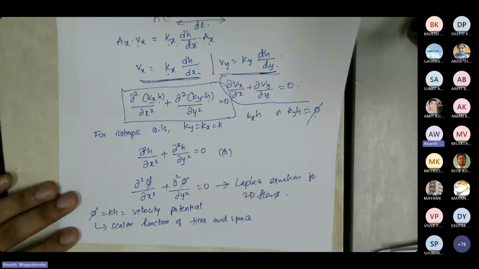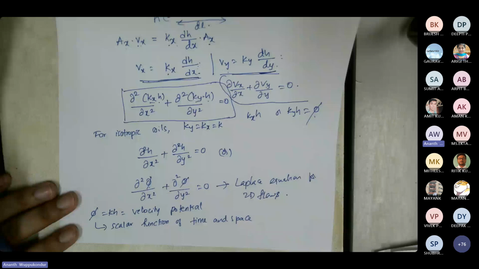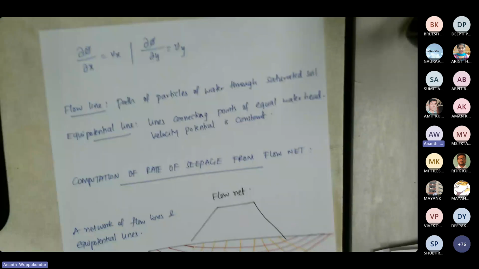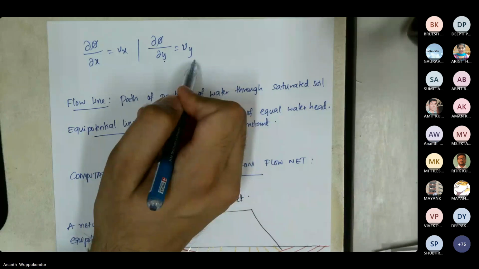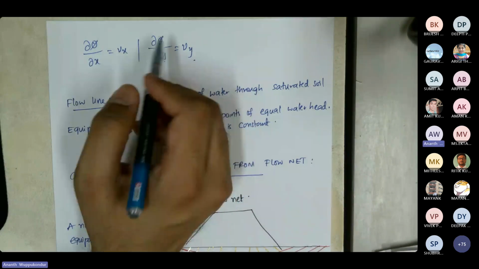And φ is the velocity potential, and it is a scalar. It does not have direction, so it has only magnitude. And if you differentiate the velocity potential with respect to x, you get the velocity in x direction. If you differentiate the velocity potential with respect to y, you get the velocity in the y direction. So this is the Laplace equation and the velocity potential.